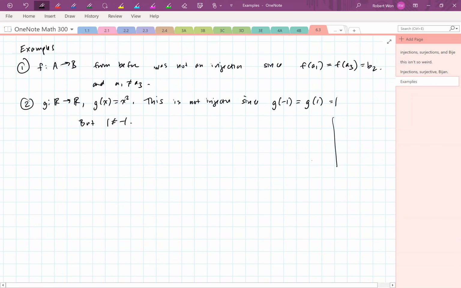Another way that you could see this is from the graph of the function. What does it mean to not be injective? To not be injective means that there's some output that has more than one input that maps over to it. In other words, if you draw the horizontal line at this output, let's say that this output is 1, there's two different inputs that map over to it, -1 and 1. So since this horizontal line intersects the function in more than one point, the function is not injective.